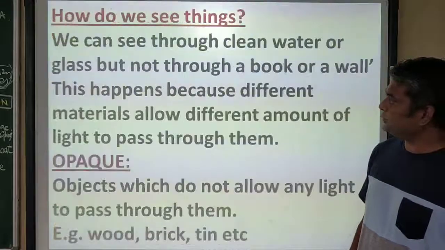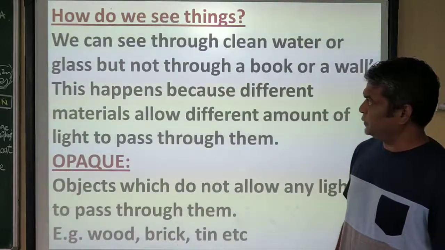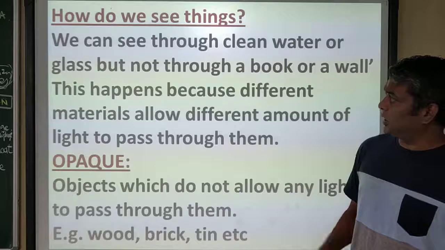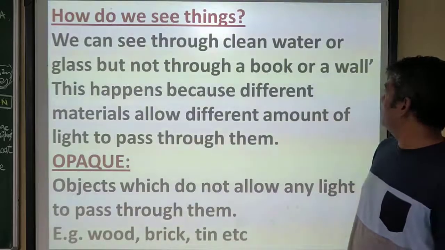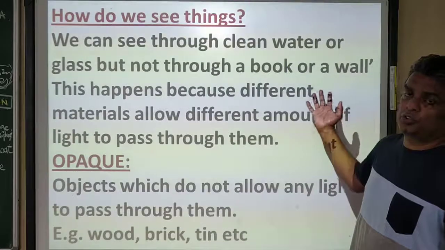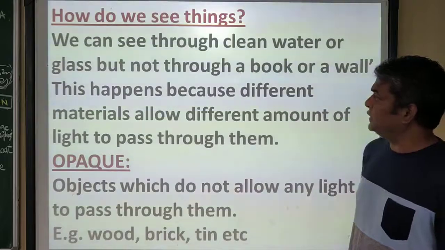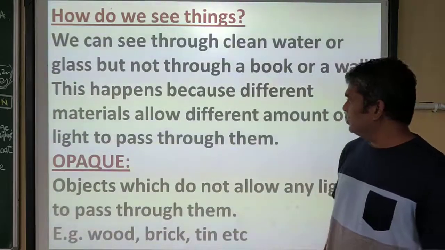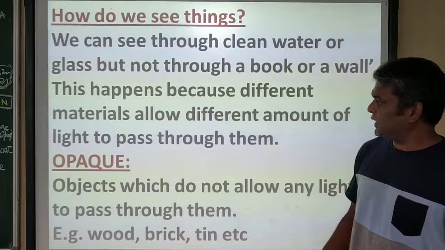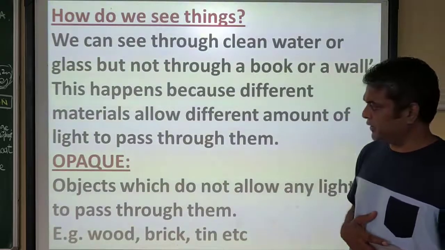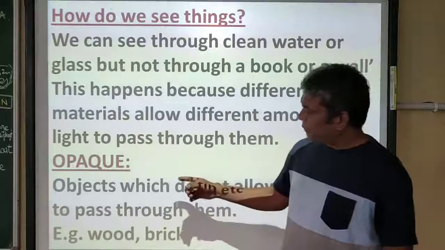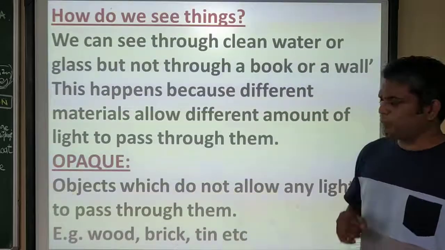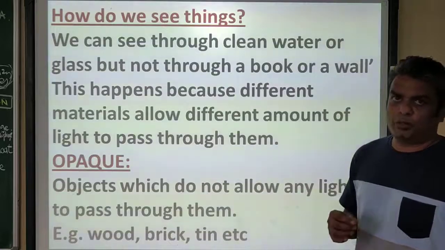Okay? How do we see things? We can see through clean water or glass, but not through a book or a wall. I cannot see through this wall across what is there. So this happens because different materials allow different amounts of light to pass through them. Now, an object which does not allow any light to pass through it is called an opaque object.